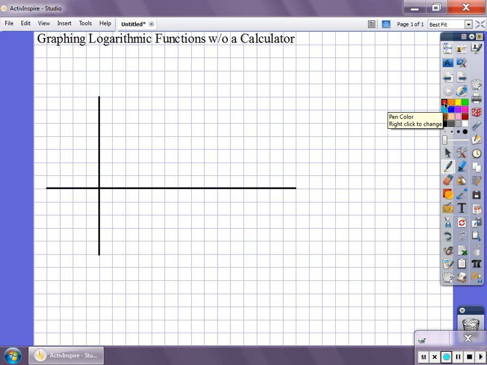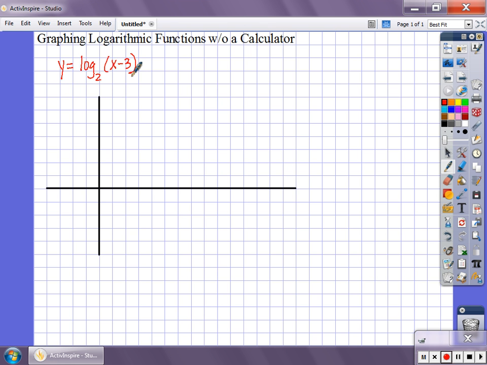Okay, so we're going to have to graph some logarithmic functions without a calculator because the calculator only has log base 10 and the natural log, which is log base e. So if I want to graph log base 2 of x minus 3, we're not going to be able to plug that in, look at a table, and get some points. So we're going to have to do this by hand.